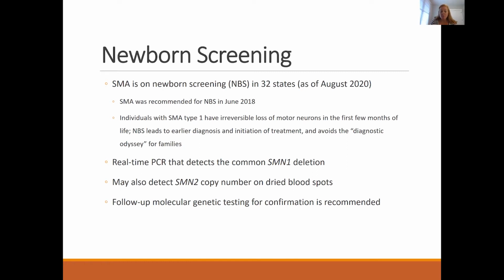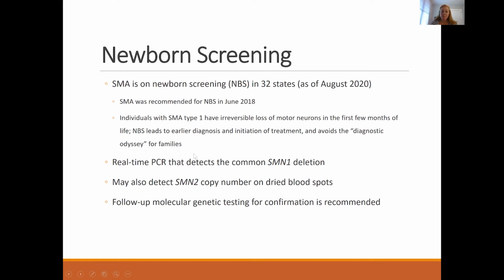So as we've improved our turnaround times for genetic testing and our turnaround times for initiating treatment, parents are not having to wait weeks or a month to get a diagnosis. They can get a diagnosis immediately, and we can start treatment much sooner.